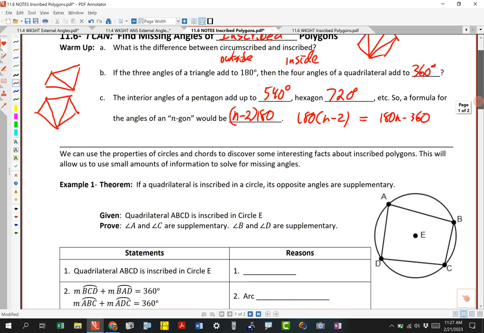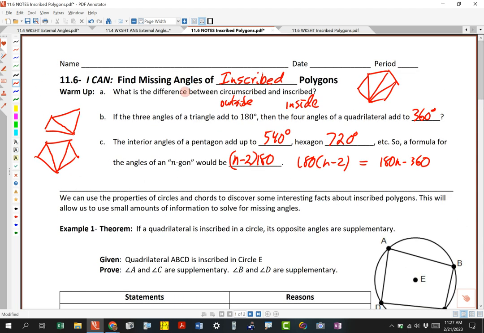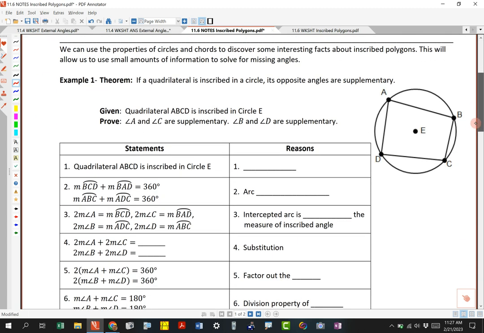So, as we've mentioned before, and we're going to mention a couple times today, if we know a bunch about angles and sides and chords and arcs and stuff like that, we can figure out a bunch of other stuff. So our goal today, again, was this. Our goal is to be able to figure out missing angles of inscribed polygons. So we're going to come down here and we're going to take a look at this. And this is a theorem. So this is example 1. And for example 1, we're going to do a proof.